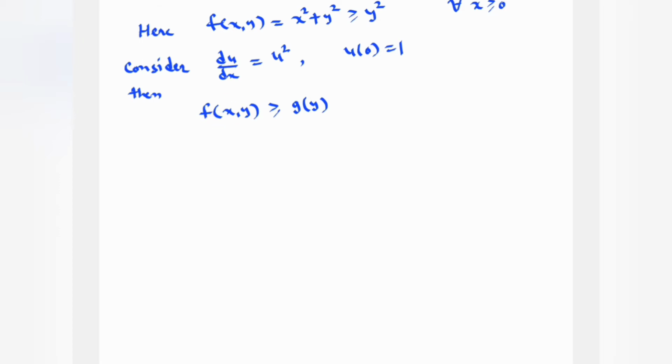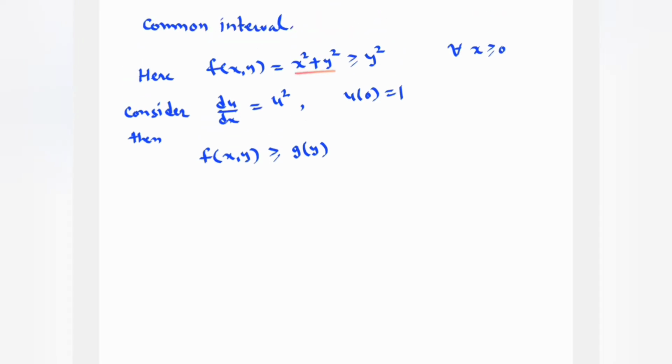Since x² + y² is f(x,y), f(x,y) is greater than or equal to g(y), where g(u) is assumed as u².